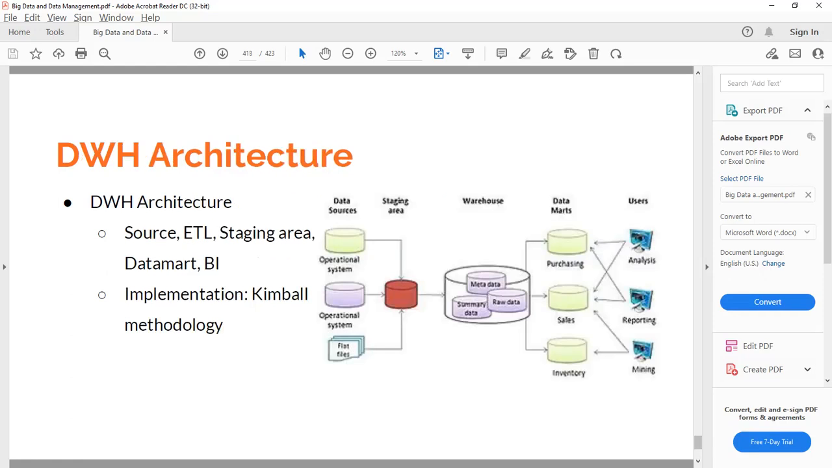A data warehouse usually consists of three stages, or sometimes people just say one stage where you have the cleansed data inside. But usually data will come from sources. Different operational and transactional sources will feed their data into a staging area first, because data from different sources may not conform with each other.